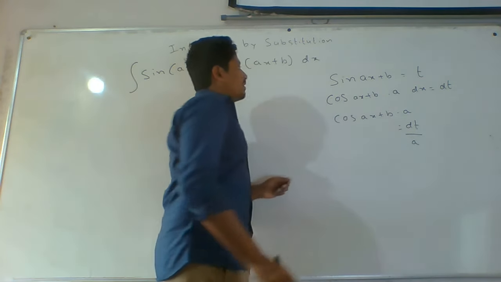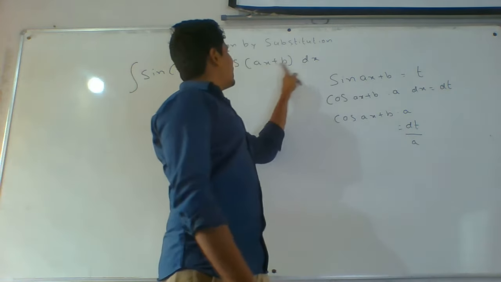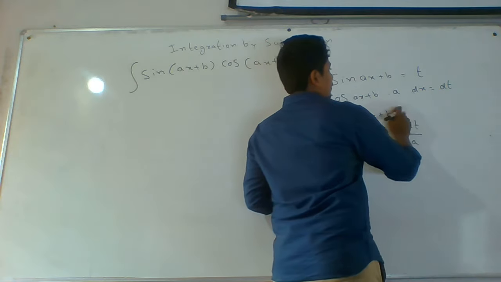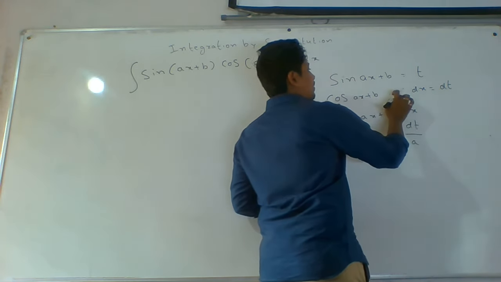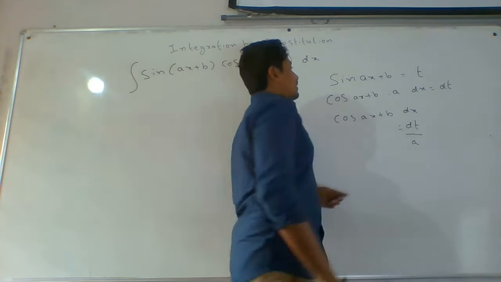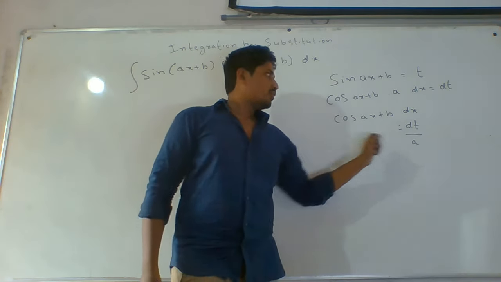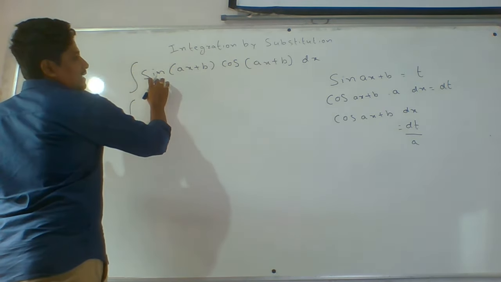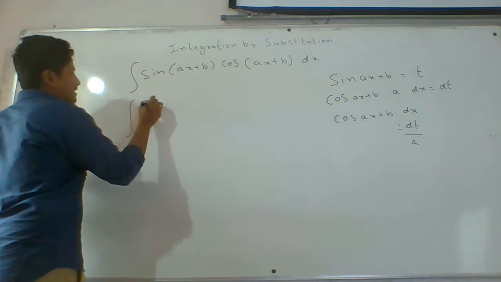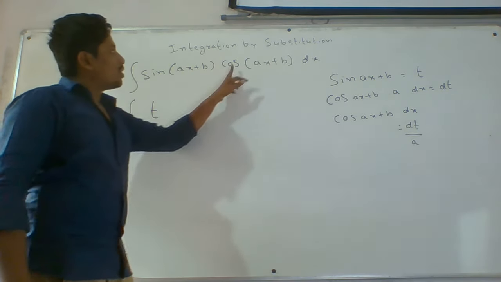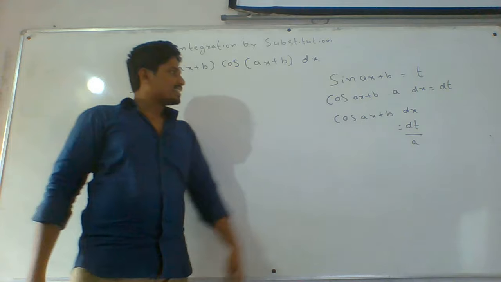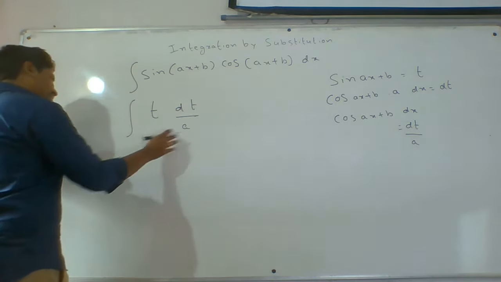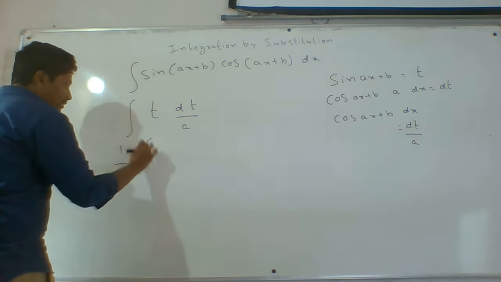Now, what is the required thing here? Cos ax plus b into dx. Keep it aside and send the a to that side. It will be like this. Next, see here, sine ax plus b we consider as t. Next, cos ax plus b dx is dt by a. Hence, a is a constant. Take it out.